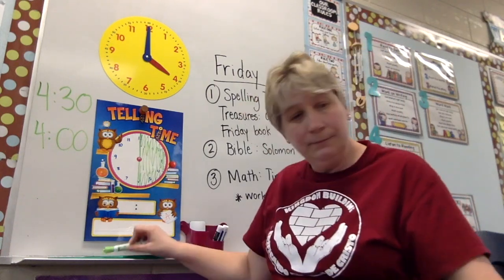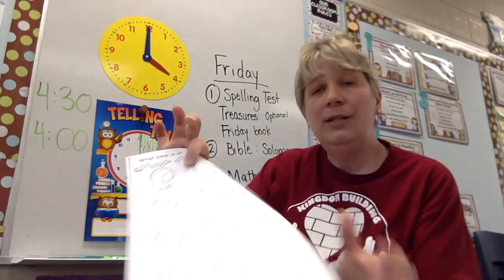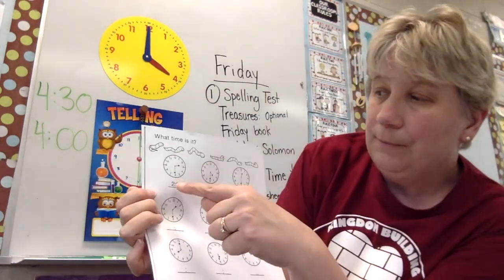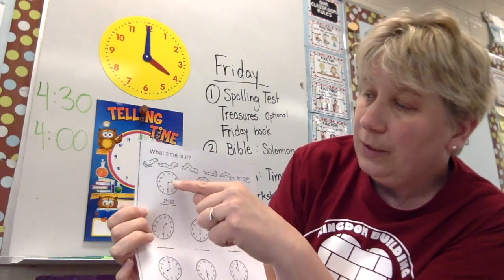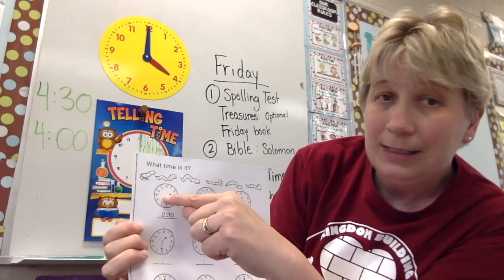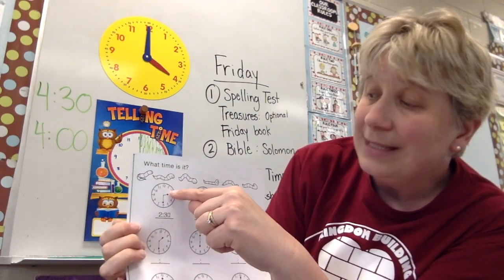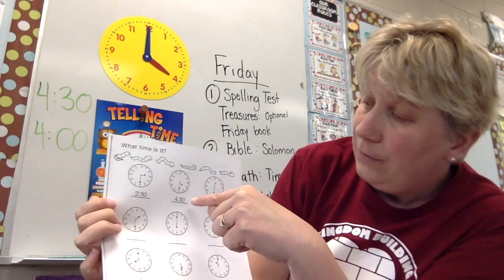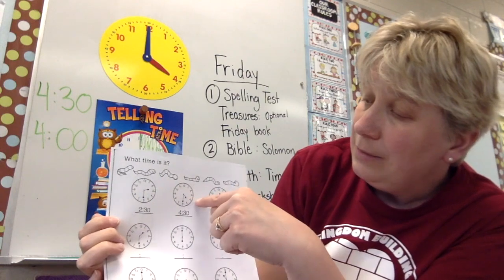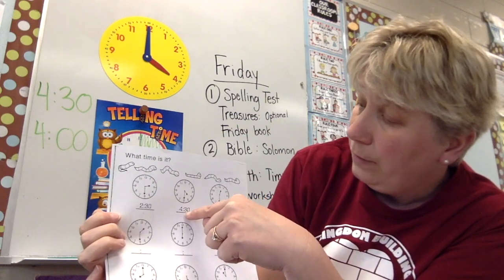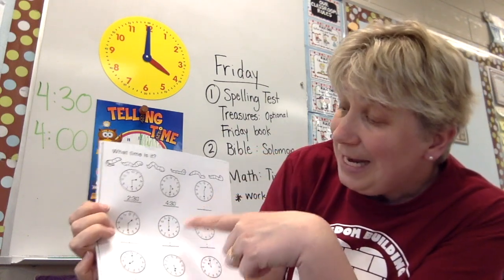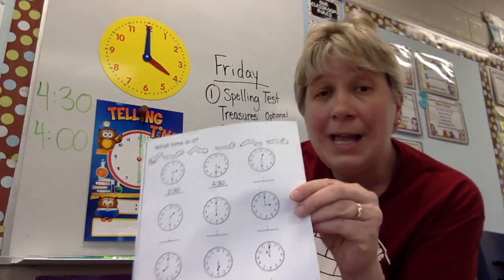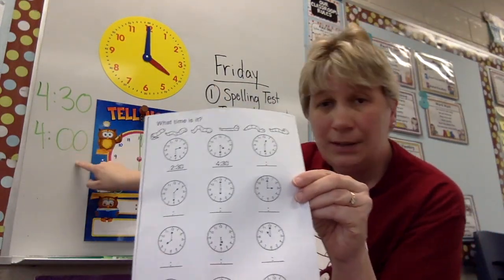On this paper, you have to write the digital time. So they did the first two for you. So this one is 2:30. You see that the hour hand is just a little bit past the 2. So it's going to be 2:30. If you look at the next one, the hour hand is just a little bit past the 4. So it's 4:30. Now, if the minute hand, if the longer hand is pointing at 12, it's always going to be o'clock, which is 0, 0.